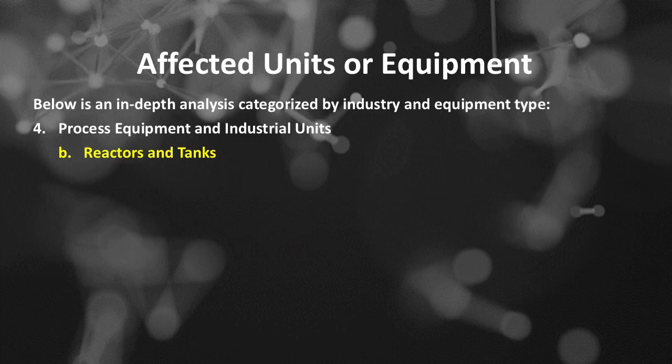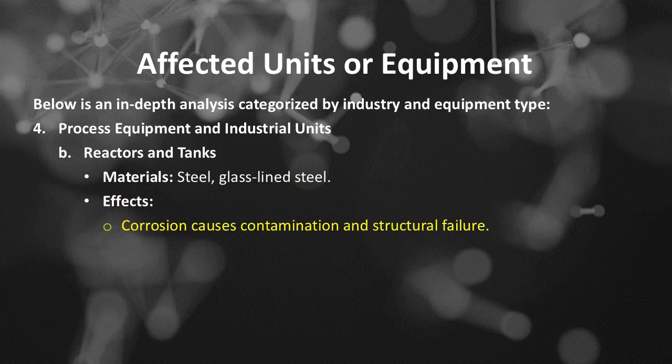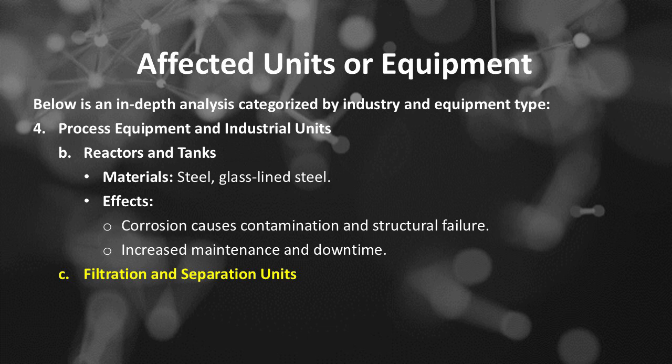Number B of process equipment and industrial units is reactors and tanks. Materials: steel, glass-lined steel. Effects include corrosion causes contamination and structural failure. Increased maintenance and downtime. Number C of process equipment and industrial units is filtration and separation units.